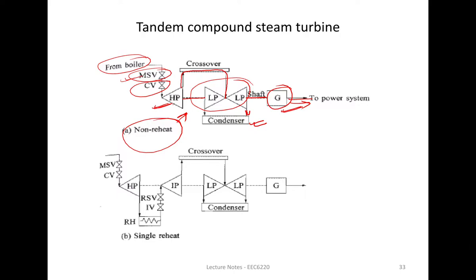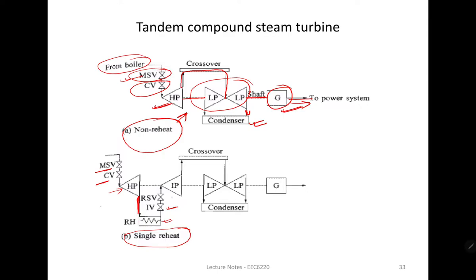We have a single reheater over here. Okay, single reheat. Again, the same procedure is over here. We have the main inlet stop valve, then control valve. After the control valve, the steam is coming and going into the high pressure turbine. Okay, after the high pressure turbine, the steam coming out of the high pressure turbine is going through the reheater. It increases its temperature, again reheated. Then this is what IV is here. Okay, and RSV is over there.